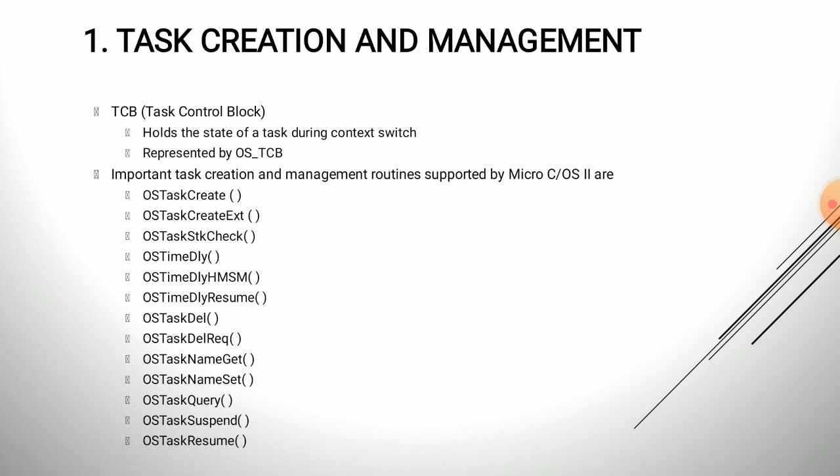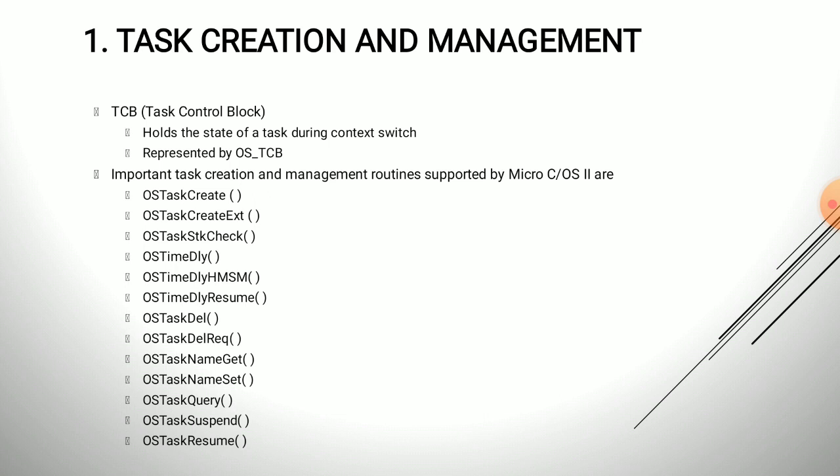Next one is OS time DLY function, that is OS time delay function. This function delays the task for the specified duration. The argument of this function is time duration. So the delay is mentioned in number of clock ticks, and the clock ticks range from 0 to 65,535 ticks. So that is OS time delay function.